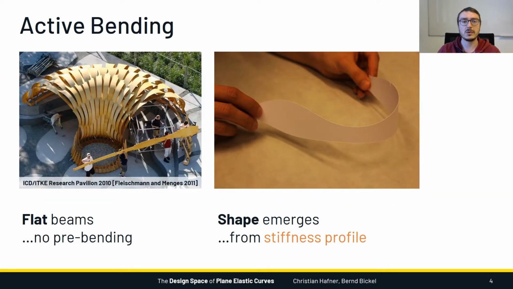The method that I want to talk about is an alternative to steam bending, known as active bending. The promise of this method is to save costs both in fabrication and transportation by using flat beams directly for construction without any kind of pre-bending.